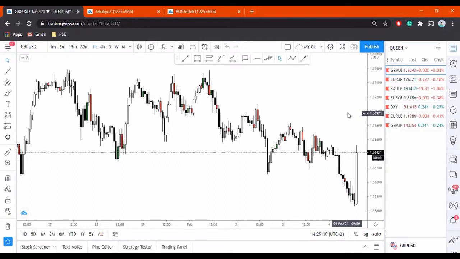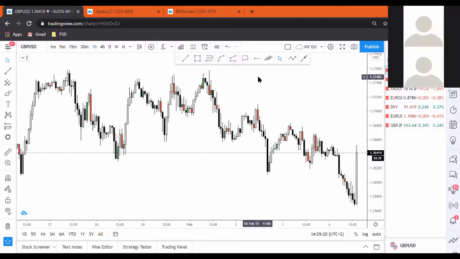So we're going to use GBP USD, and today, instead of doing the analysis on the higher time frames, I think we should look at the 4-hour time frame and the 1-hour time frame.